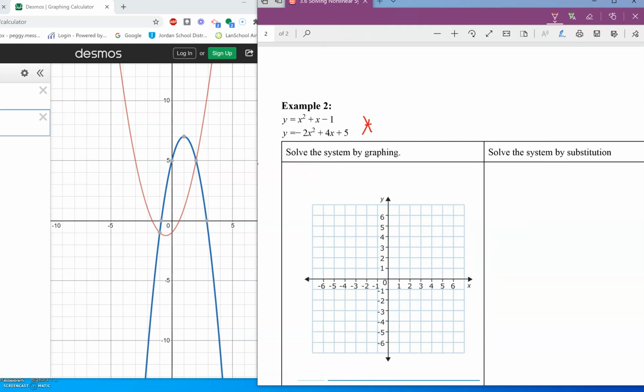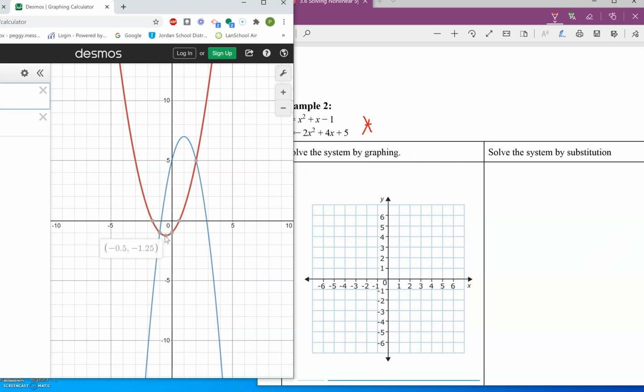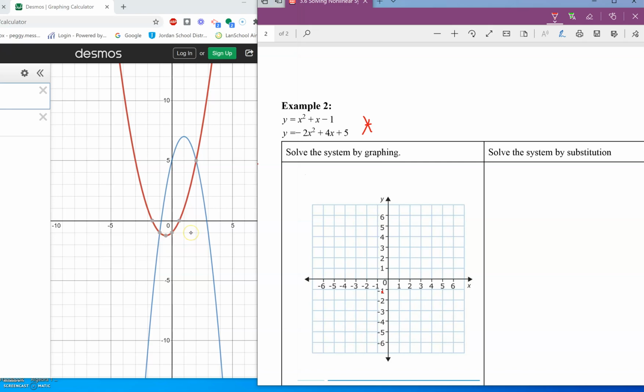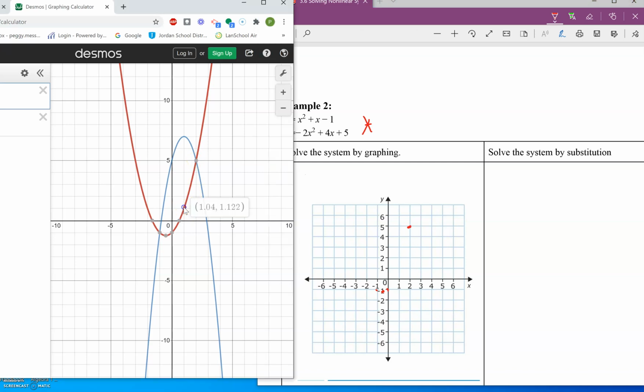So the first parabola, y equals x squared plus x minus 1, has its vertex right here at negative 1/2, negative 1.25. It goes through the point 0, negative 1, and negative 1, negative 1. And let's see, look at where it's going through. It goes through 1, 1. There's the point.